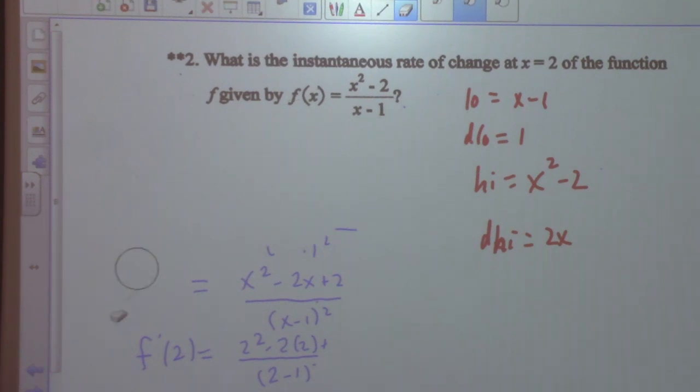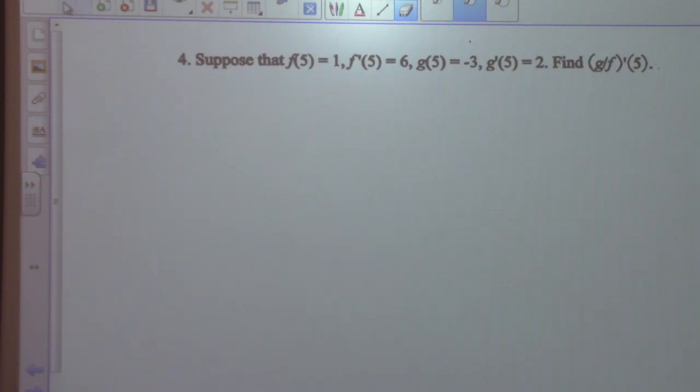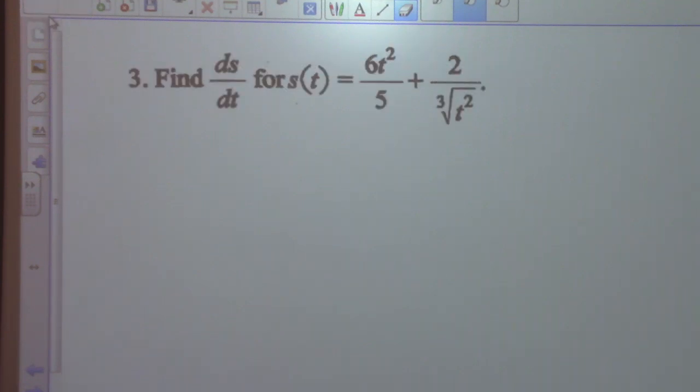Okay, let's see what we have here. Here we have find ds dt, which I don't think is product rule or quotient rule. So here's what I want to do. Work this one right here, and we will call this class for today, okay?